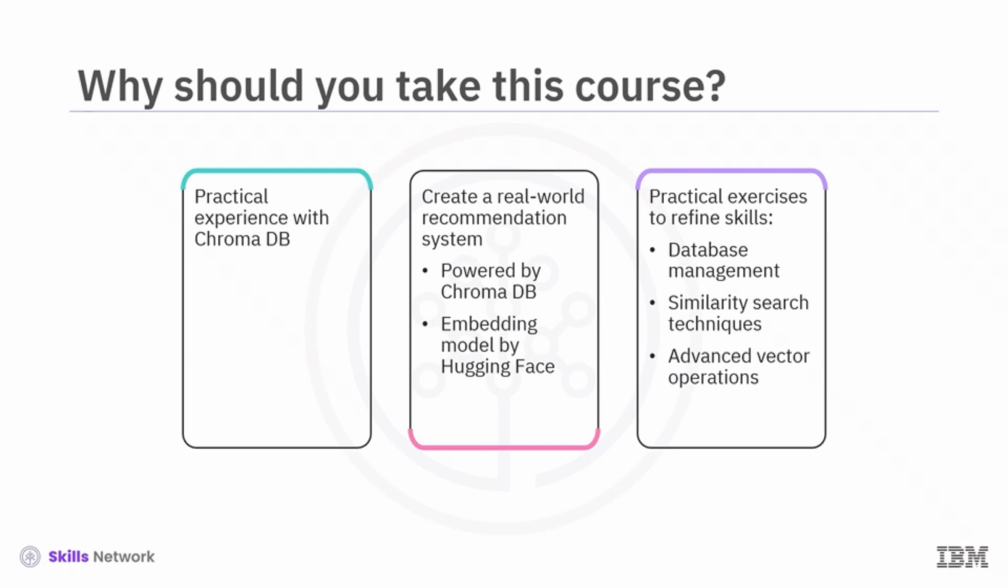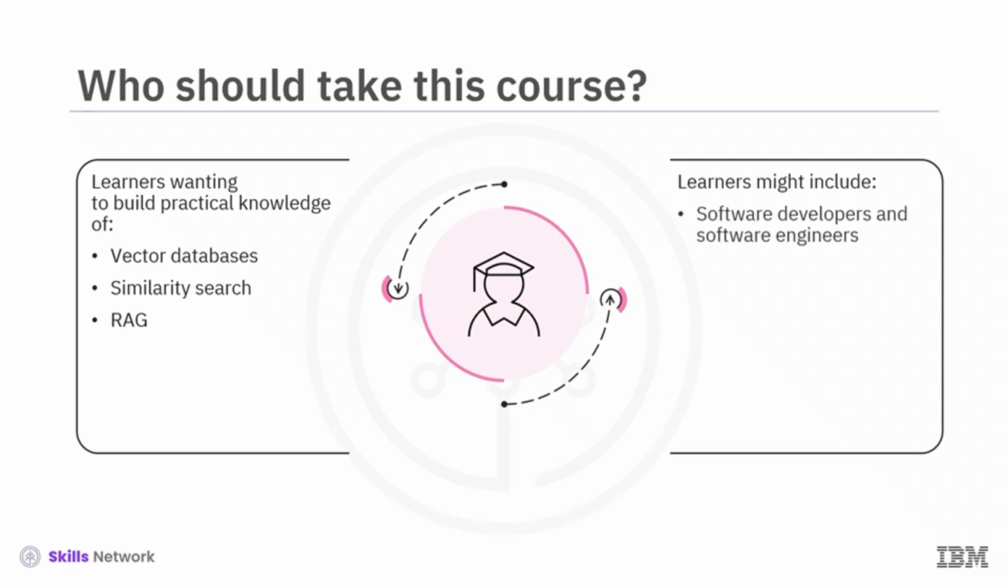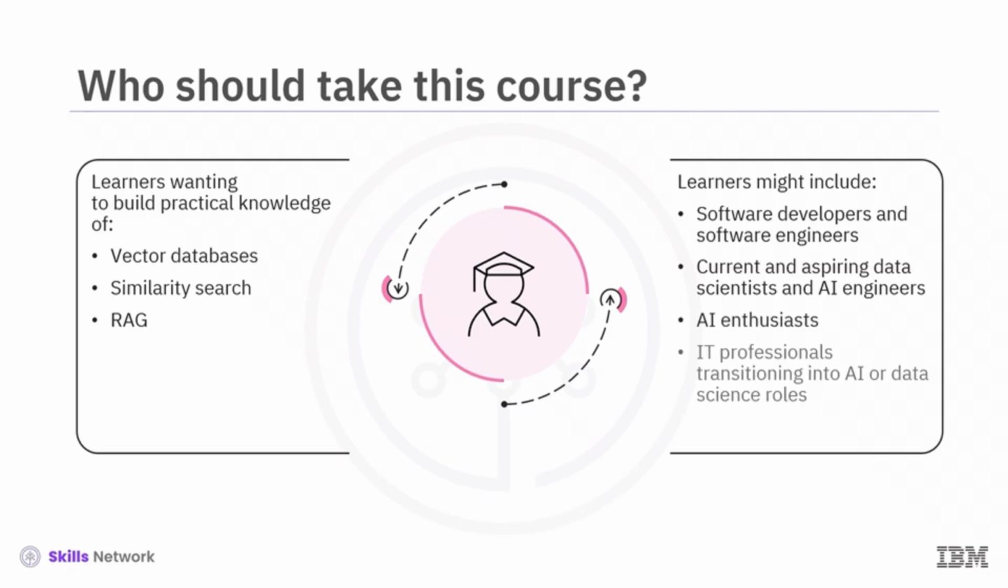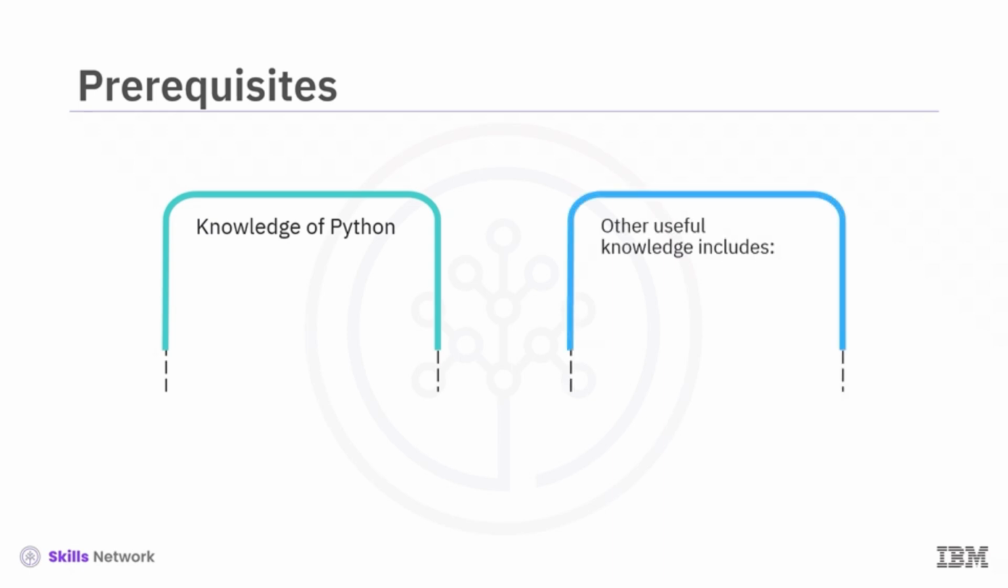of the RAG pipeline. This course is designed for learners who want to build practical knowledge and experience with vector databases and similarity search, particularly in the context of RAG. This course would be ideal for software developers, engineers, current or aspiring data scientists, and AI engineers, AI enthusiasts, professionals transitioning into AI or data science roles, and computer science students. This course only requires prior knowledge of Python. Other useful knowledge includes a basic understanding of generative AI and foundational software design principles.